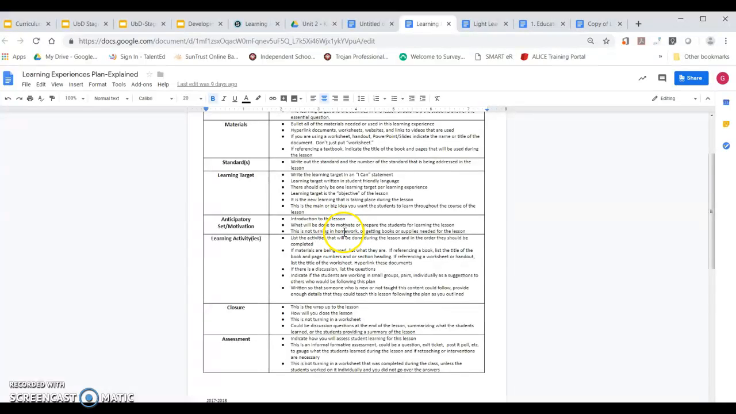So this, your motivation, how you're introducing the lesson to the students, is not something where you'd say, well, the students are going to turn in their homework.